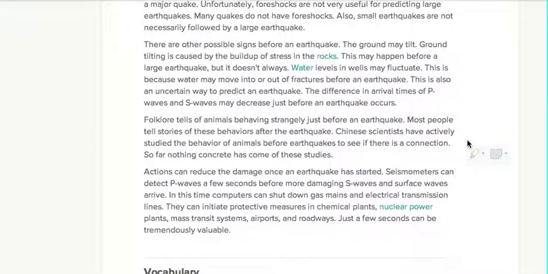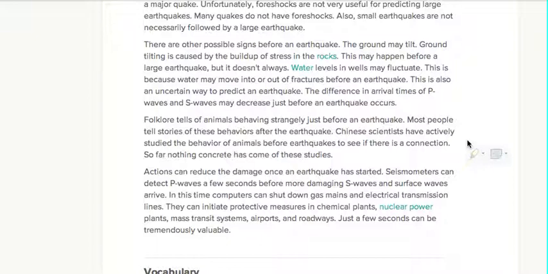Folklore tells us that animals behave strangely just before an earthquake. Most people tell stories of these behaviors after the earthquake. Chinese scientists have actively studied the behavior of animals before earthquakes to see if there was a connection. So far, there's nothing concrete in these studies.